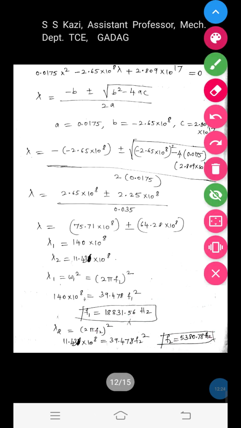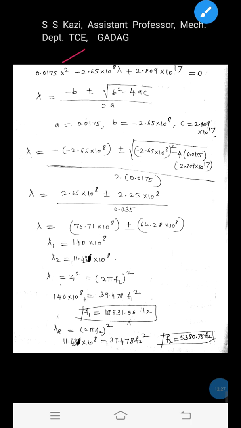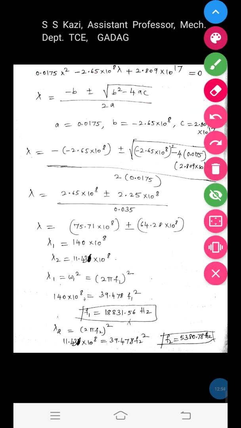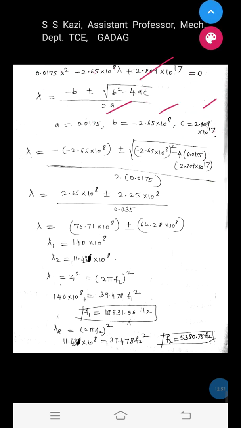Here you can observe we got 0.0175 lambda square minus 2.65 into 10 raised to 8 lambda plus 2.809 into 10 raised to 17 is equal to 0. To solve this quadratic equation, the solution is given by lambda is equal to minus b plus or minus square root of b square minus 4ac divided by 2a, where a is 0.0175, b is minus 2.65 into 10 raised to 8, and c is 2.809 into 10 raised to 17. After that, substitute a, b, c values into this formula. Okay, we will get like this.